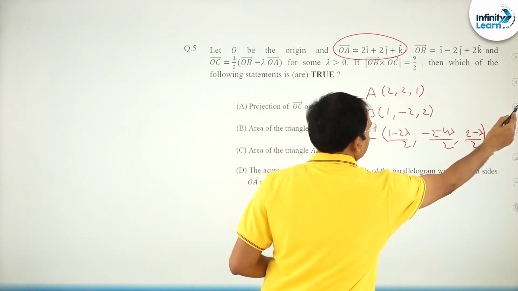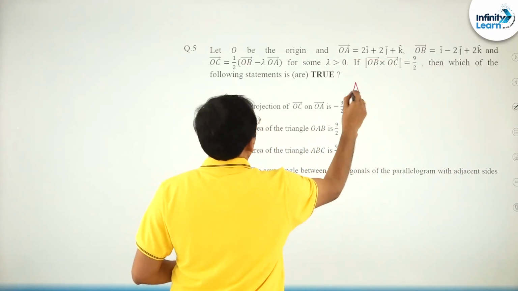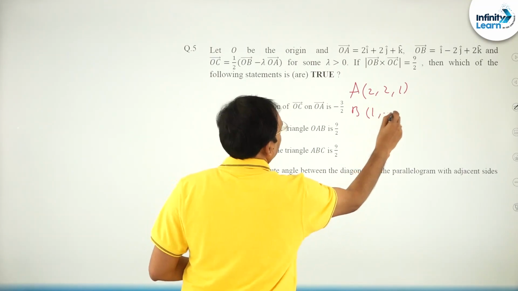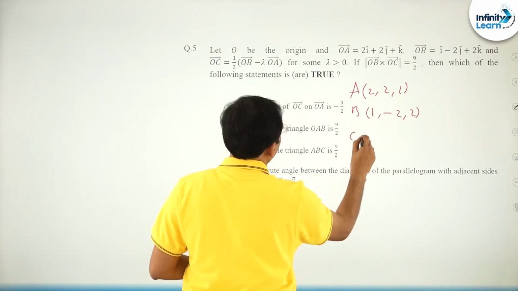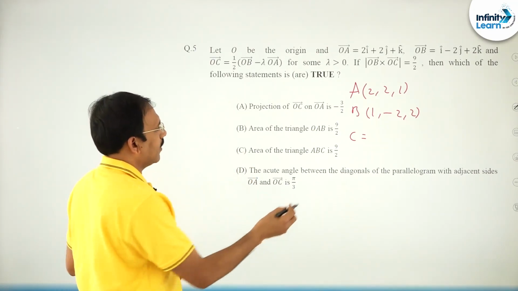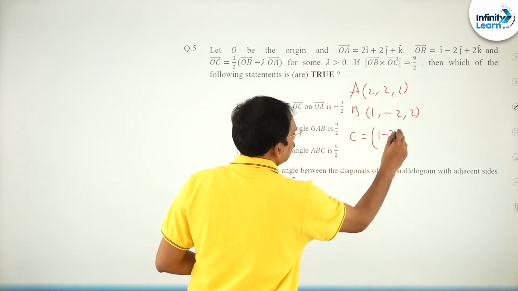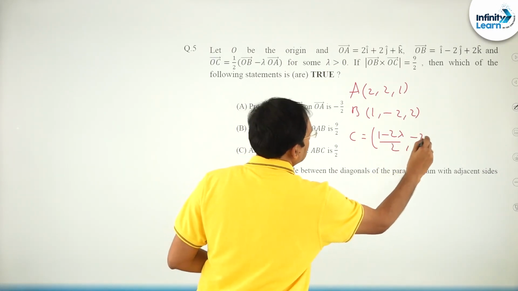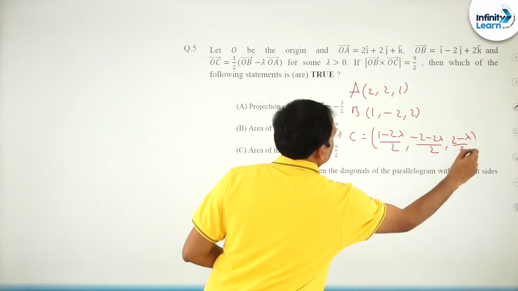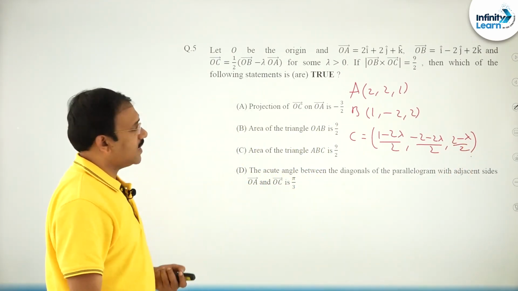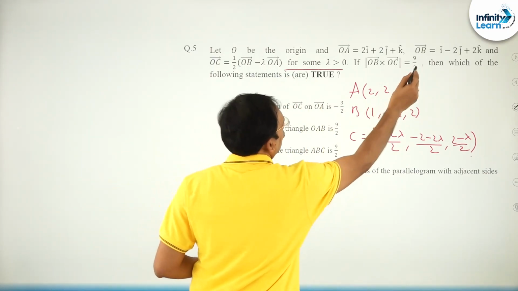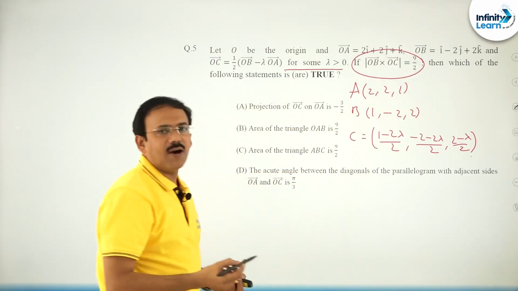You see, point A is (2, 2, 1), B is (1, -2, 2), and OC bar is half of OB bar minus lambda OA bar, that is (1 - 2 lambda)/2, (-2 - 2 lambda)/2, (2 - lambda)/2. That is all. Now friends, he has given simple information: lambda positive, and OB bar cross OC bar has magnitude 9 by 2.